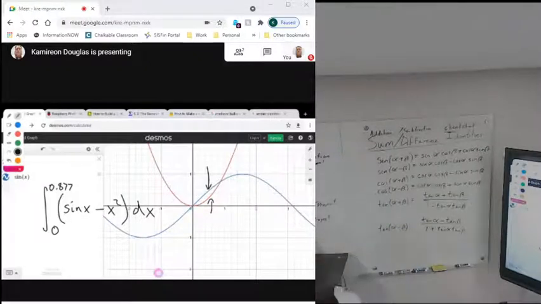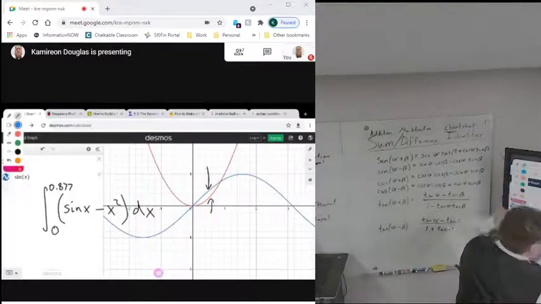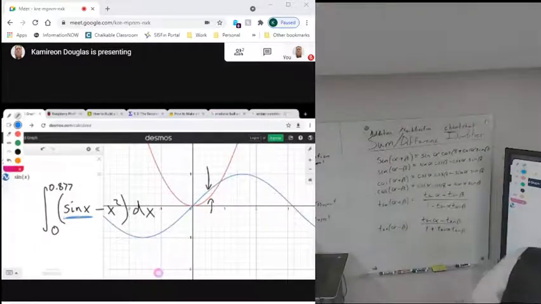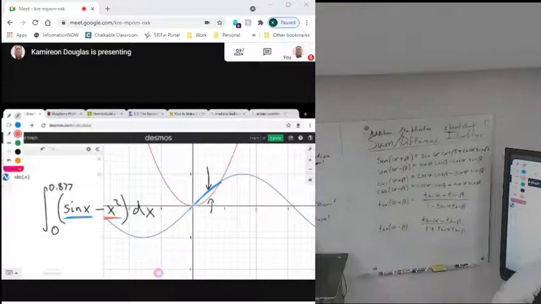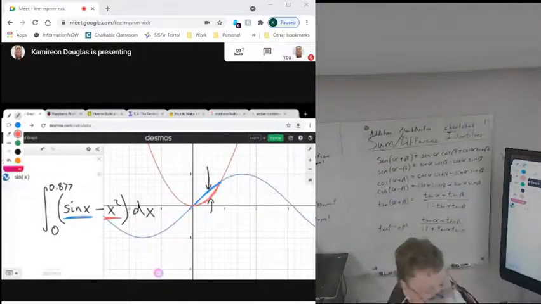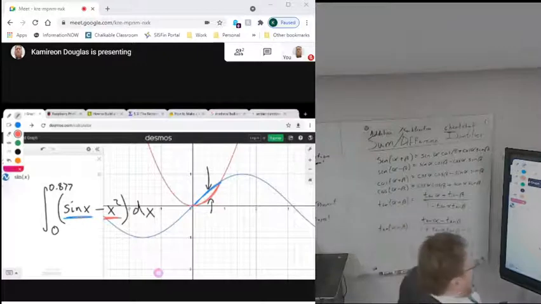So to find the area between these two curves, I do an integral between 0 and 0.877 of sine of x minus x squared dx. Again, the top one in blue, the bottom one in red. Subtract them. So, what's that area? Alright, calculator's your friend here.